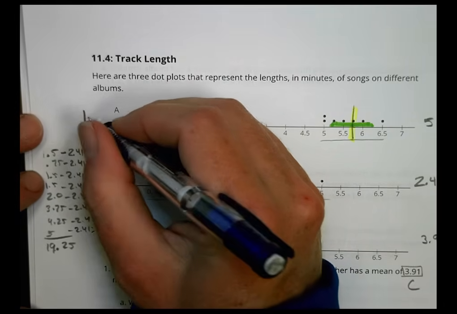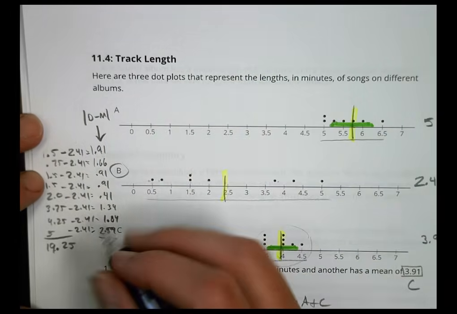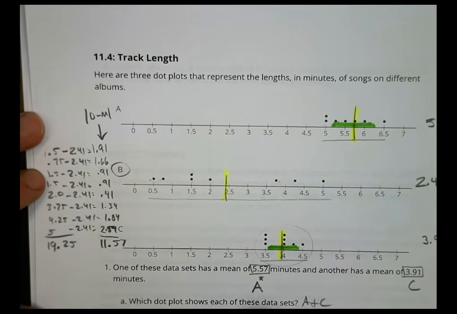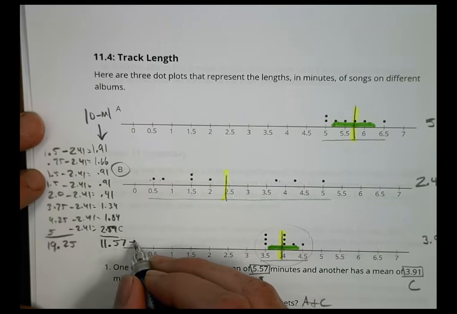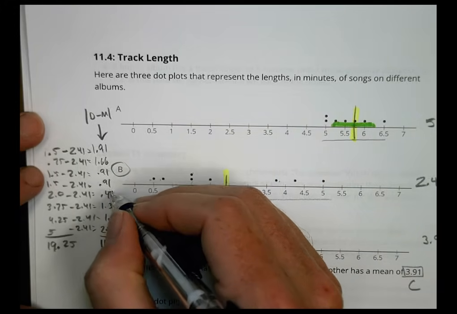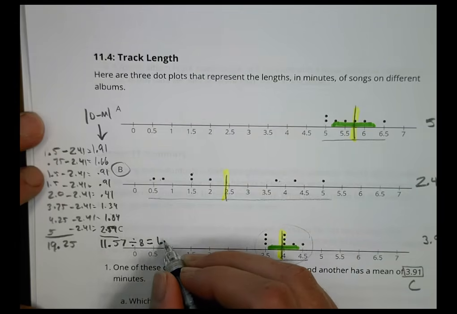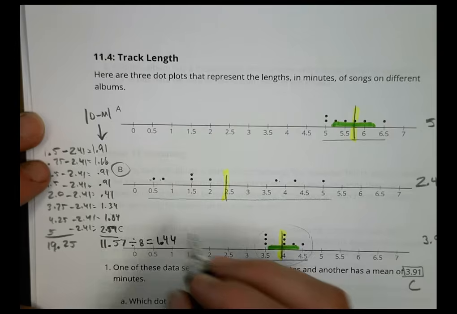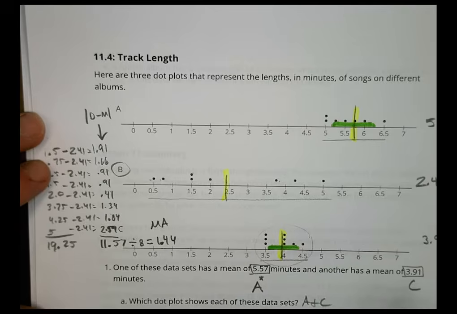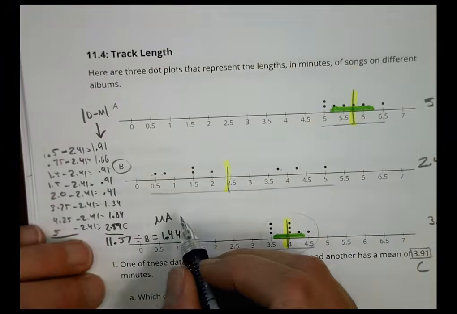When I add all those up, which is my absolute value of the data minus the mean, I end up with 11.57. I'm going to take that value and I divide it by the number of items in the set. 1, 2, 3, 4, 5, 6, 7, 8. And 11.57 divided by 8 equals 1.44. So my mean absolute deviation for this one is 1.44.